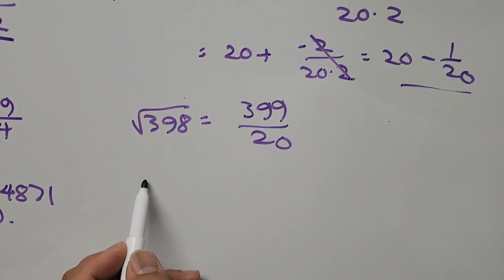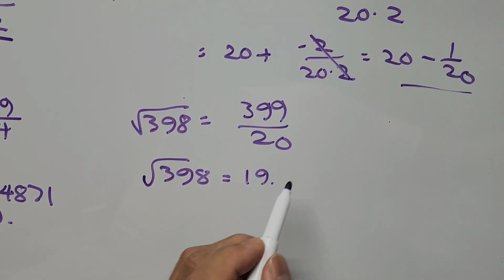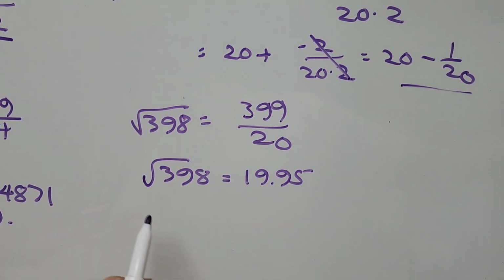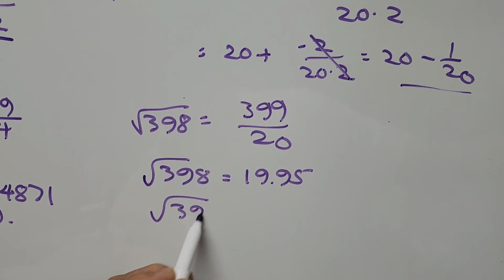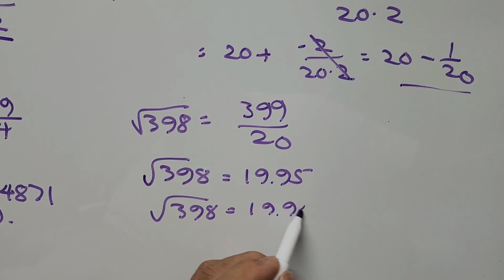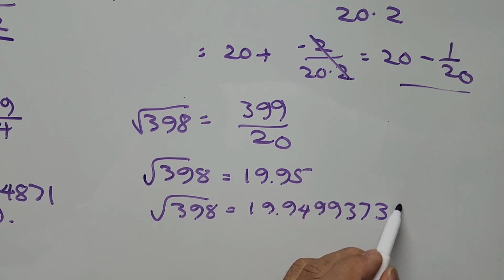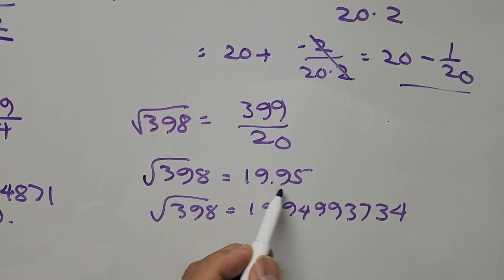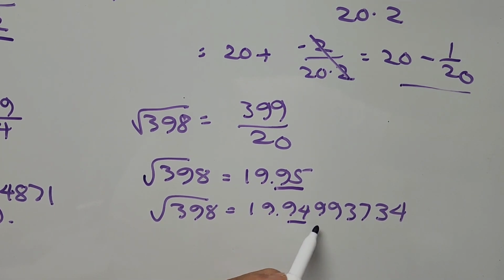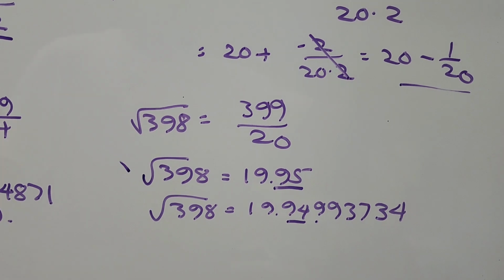So we have the square root of 398 is equal to 19.95. And by using our calculator, the square root of 398 is 19.94993734. Now if you notice, there's 19.95, here 19.94, and there's 9 right there. So that's really close to 0.95. And so that's all for now.